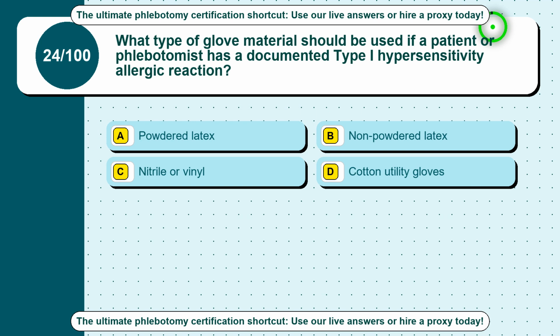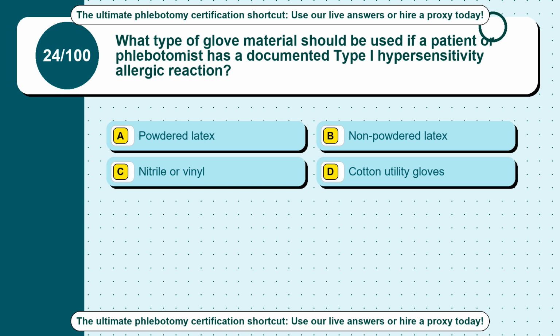Question 24. What type of glove material should be used if a patient or phlebotomist has a documented type I hypersensitivity allergic reaction? Option A, powdered latex. Option B, non-powdered latex. Option C, nitrile or vinyl. Option D, cotton utility gloves.